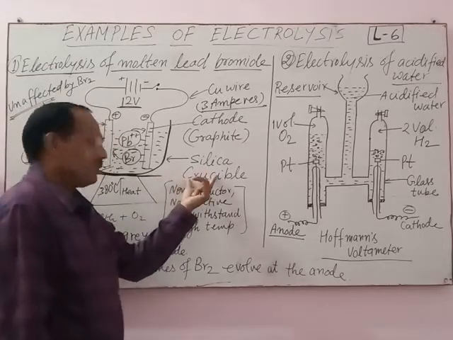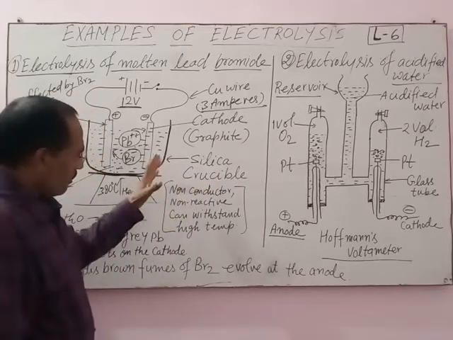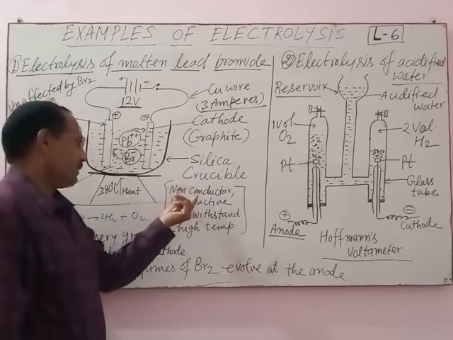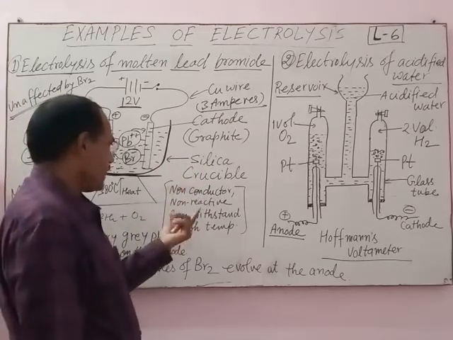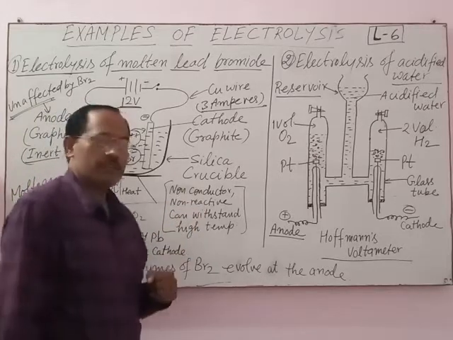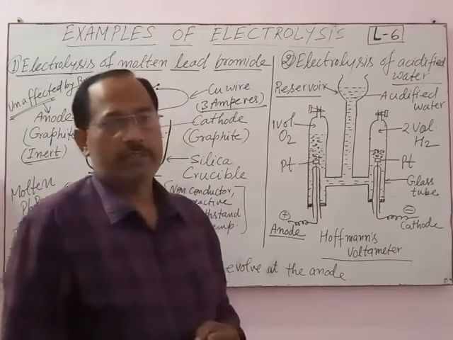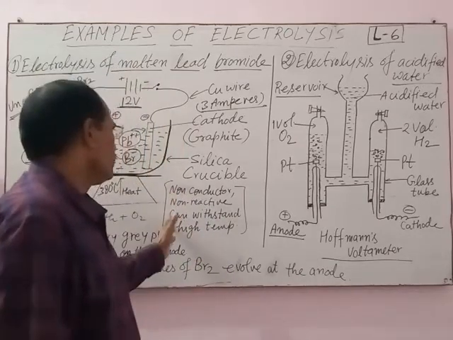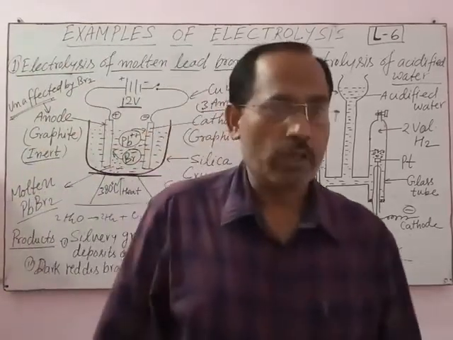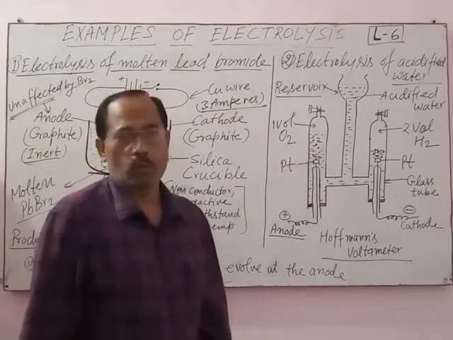It is preferred because of some important characteristics of silica crucible. One, it is a non-conductor, second, it is non-reactive, and third, it can withstand high temperature. Due to these properties, silica crucible is preferred as electrolytic cell for the electrolysis of molten lead bromide.